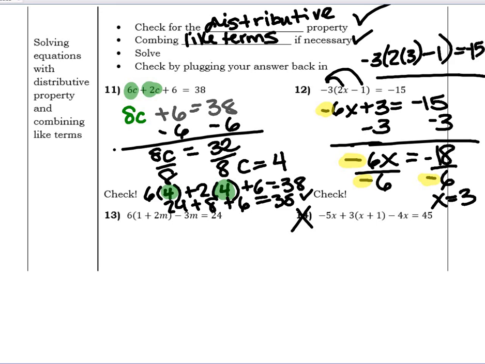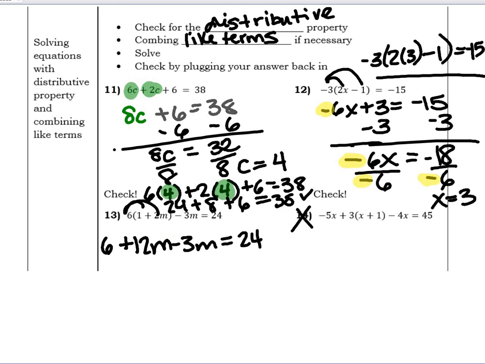Okay. Real quick, so this one kind of has both in it, right? Because sometimes we will have to distribute and combine like terms. So first things first, we're going to distribute. So I just worry about this guy right here. So I'm going to go ahead and bring this down because I'm not even going to worry about that until I get rid of that parentheses. So 6 times 1 is 6. 6 times 2 is 12, and I want to make sure I keep that m. So I've distributed, I've gotten rid of the parentheses.